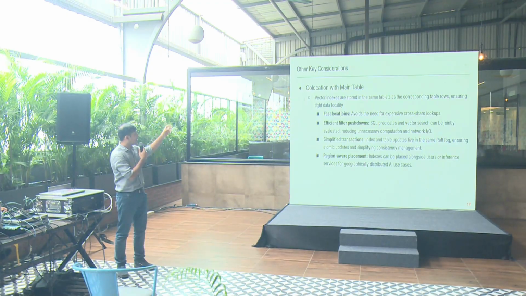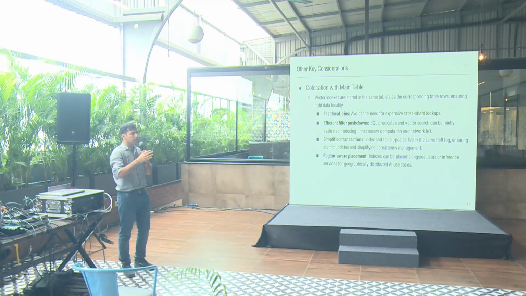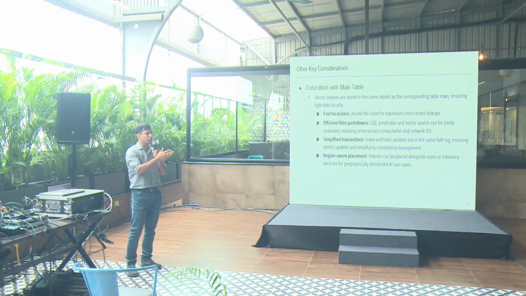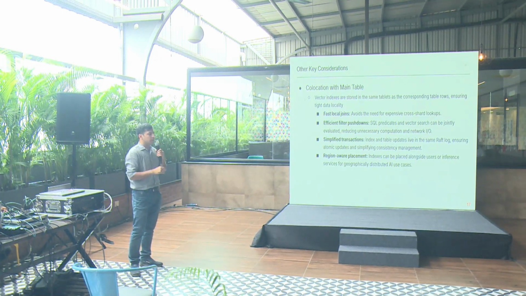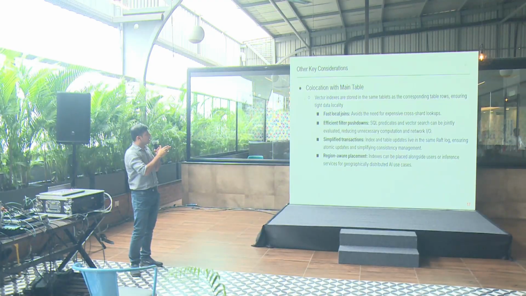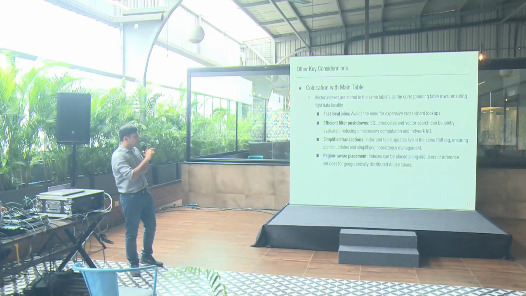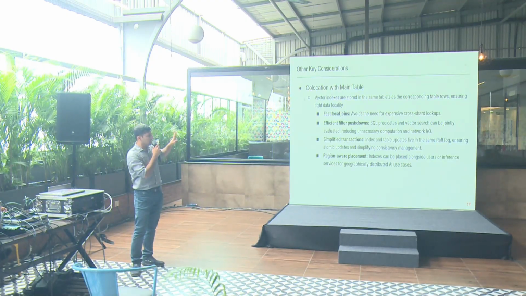So one key consideration is collocation with the main table. Whenever you create a normal index on a normal table, it may be partitioned differently than the original table. But for a table with the vector data type, when a vector index is created, it is partitioned in such a way that both the vector index tablet as well as the original data tablet are on the same node.